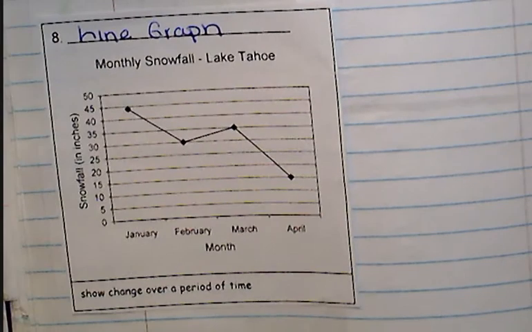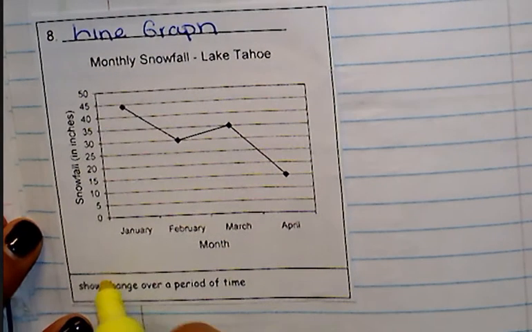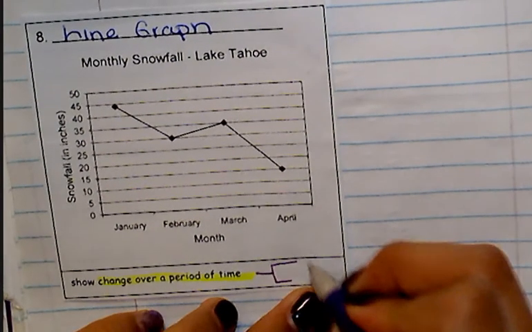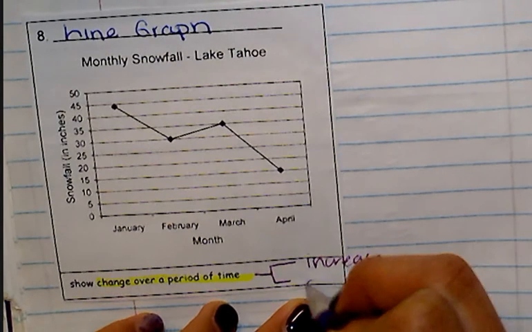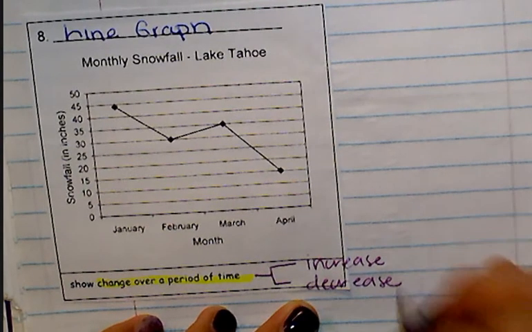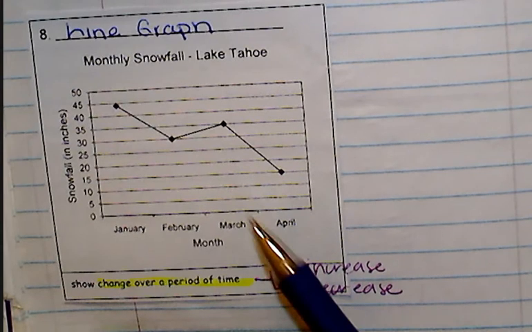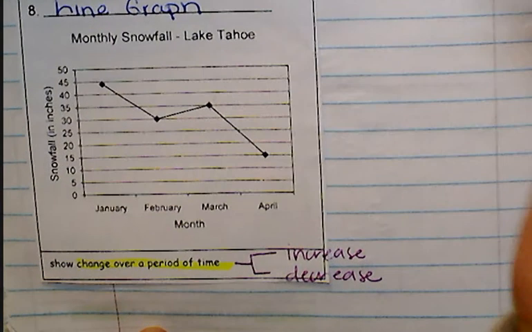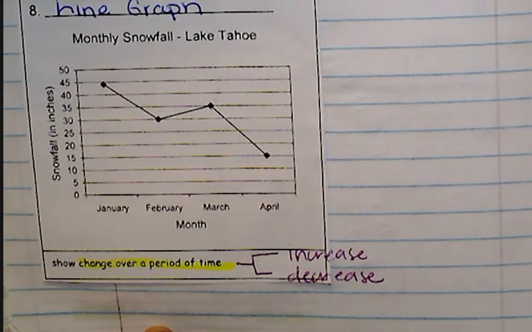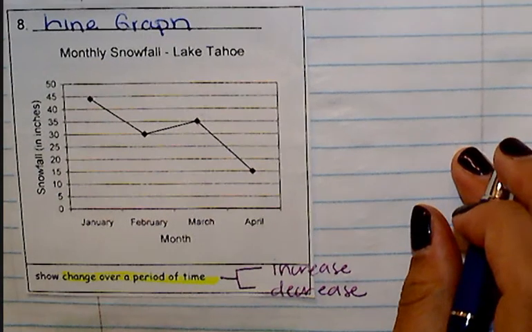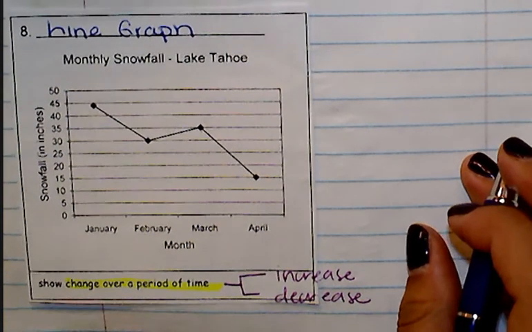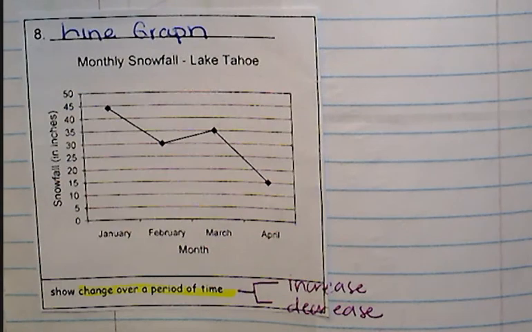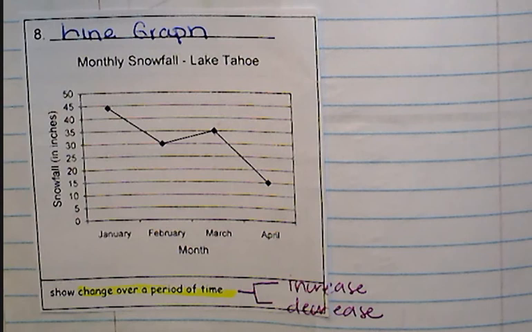Line graph shows the change over a period of time. So right here, what you're going to want to know is increase, decrease. For instance, from February to March, it increased, and then from March to April, it decreased. So you might want to also be able to tell the range. What is the range from the highest to the lowest month? That's the 45, and then the 15, and then we subtract because that's how you do range, and we get 30.